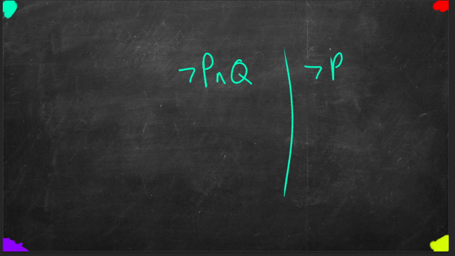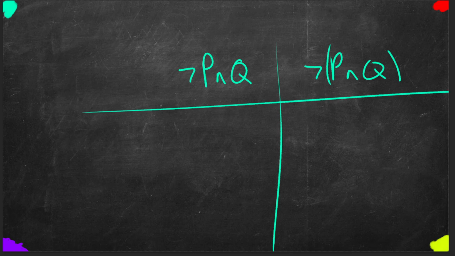Let's look at one more example. So in this last example, what we're going to look at is two formulas. So we'll look at not P and Q, and then we'll look also at not P and Q. The reason why I want to look at these two particular formulas, and they're similar to the ones that we looked at already, is because there's one small difference between them. And that difference is the parentheses.